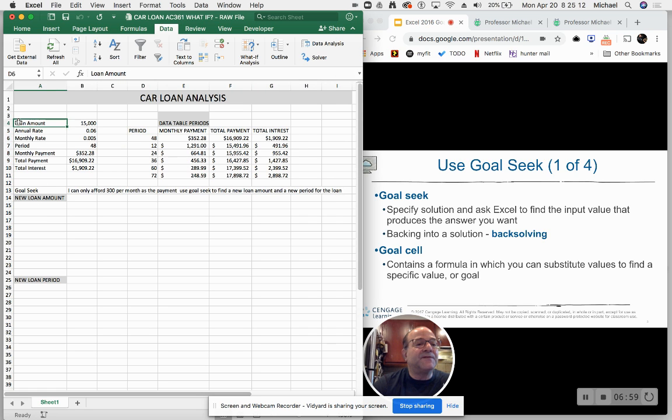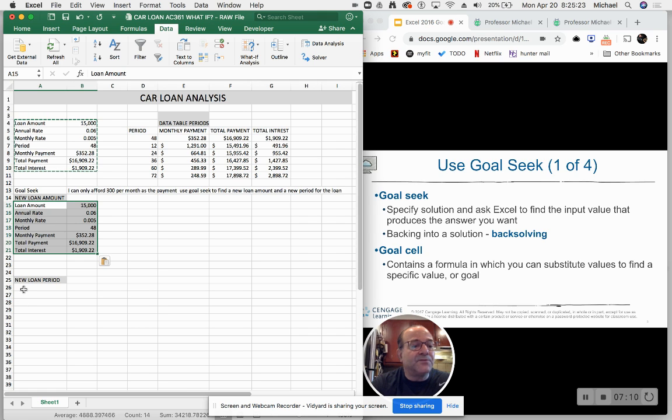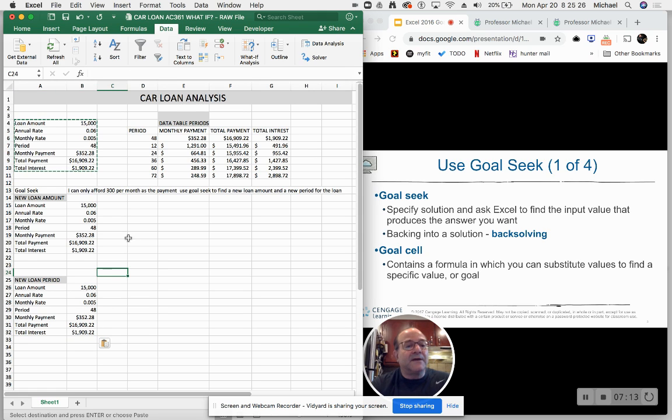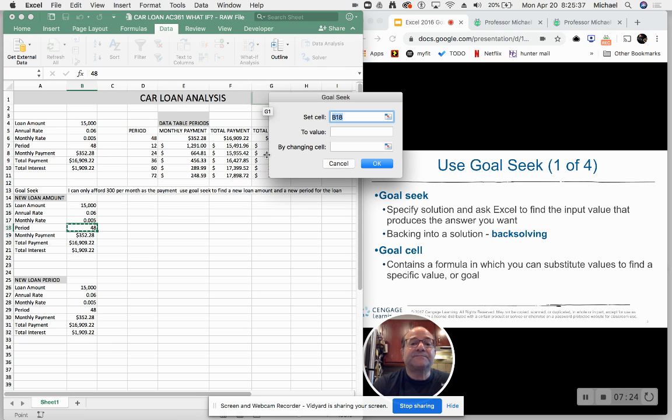So the first thing I'm going to do to figure this out is to just copy the original formula here, and I'm going to paste it down here. And we'll do it twice, so paste it here too. Okay, great. So the first goal seek, what we're going to do is figure out a different loan amount. What you want to do is go back to our what-if analysis, goal seek, and we want to set the monthly payment, right? So it's going to be B19, and we want to set that cell to $300 by changing the loan amount.